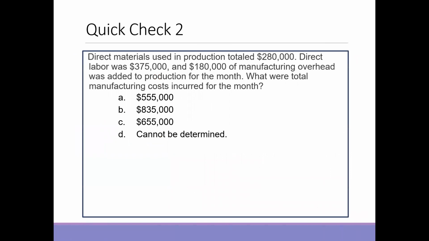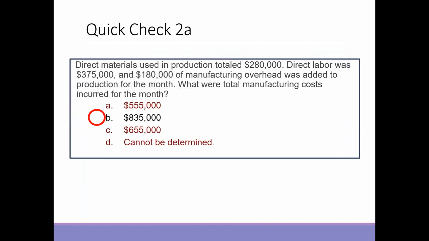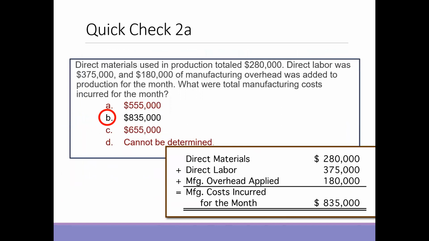Direct materials used in production totaled $280,000. Direct labor is $375,000, and manufacturing overhead of $180,000 was added to production. What were the total manufacturing costs incurred for the month? Just add them all together.